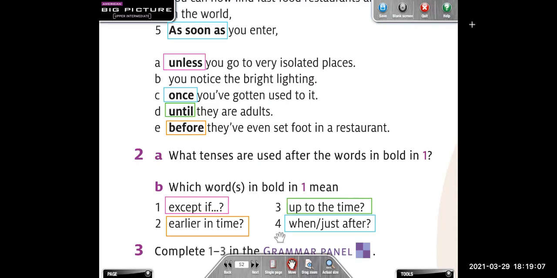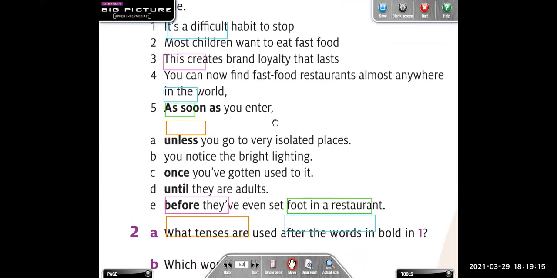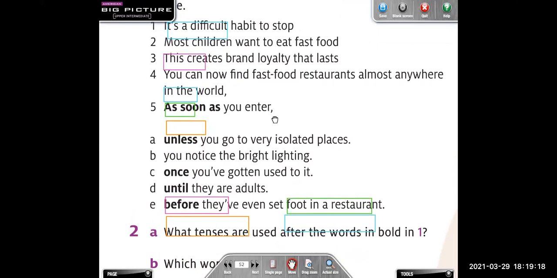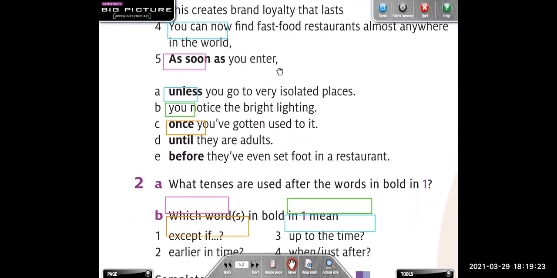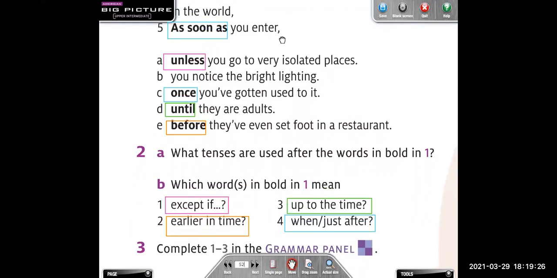Unless, a no ser que. Por ejemplo, creo que la oración dice, let's see, you can now find fast food restaurants almost anywhere in the world, unless you go to a very isolated place, to very isolated places. Puedes encontrar comida rápida casi en todos lados, a no ser que vayas a un lugar muy alejado. Any other word?